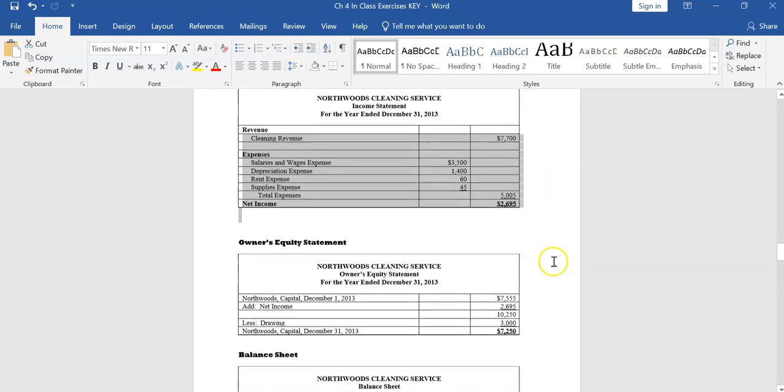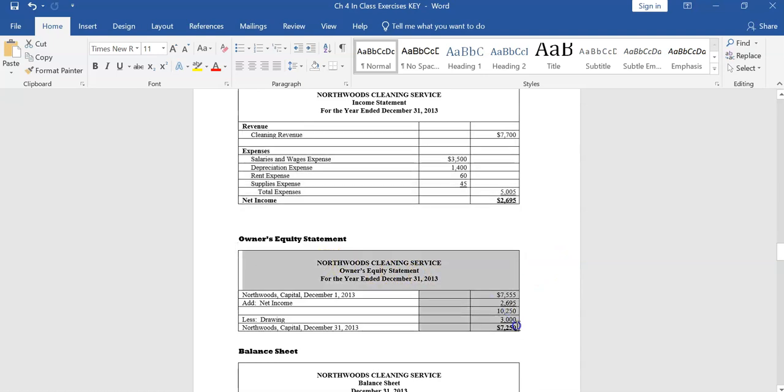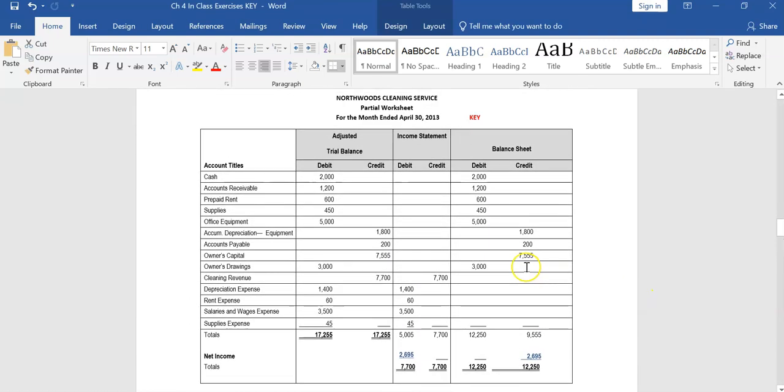The next statement we prepare is the owner's equity statement. Look at the balance that we report for beginning owner's capital. It is the same balance that is currently recorded in the general ledger and reported on our trial balance. That is simply because this balance has not had any of the revenues, expenses, or drawings amounts recorded in it. We have been recording drawing transactions, revenue transactions, and expense transactions into those temporary accounts. So this is the beginning owner's capital account balance.